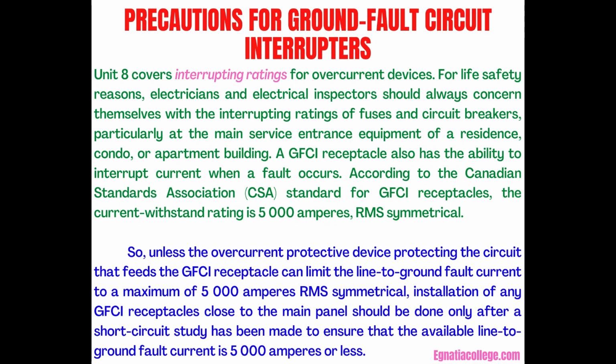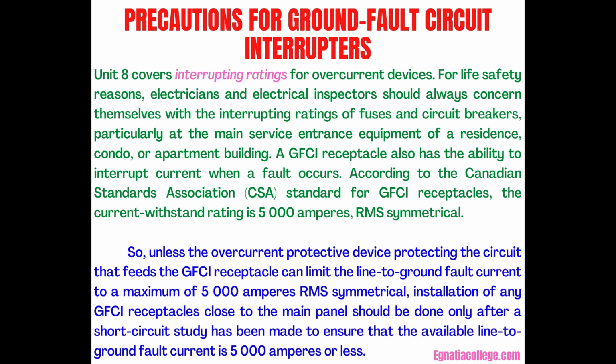Unit 8 covers interrupting ratings for overcurrent devices. For life safety reasons, electricians and electrical inspectors should always concern themselves with the interrupting ratings of fuses and circuit breakers, particularly at the main service entrance equipment of a residence, condo, or apartment building. A GFCI receptacle also has the ability to interrupt current when a fault occurs. According to the Canadian Standards Association (CSA) standard for GFCI receptacles, the current withstand rating is 5,000 amperes, RMS symmetrical.